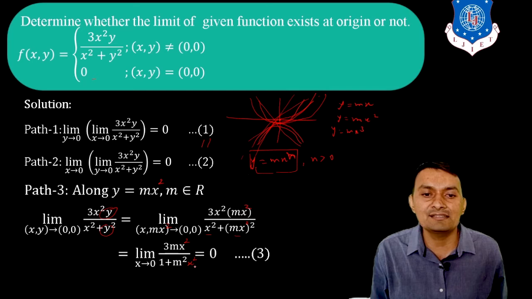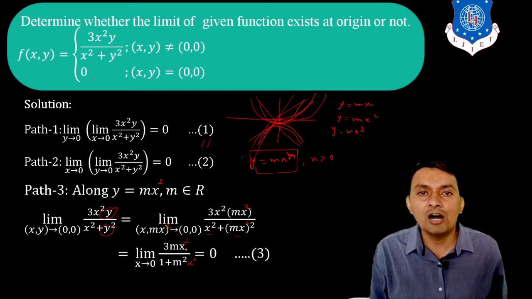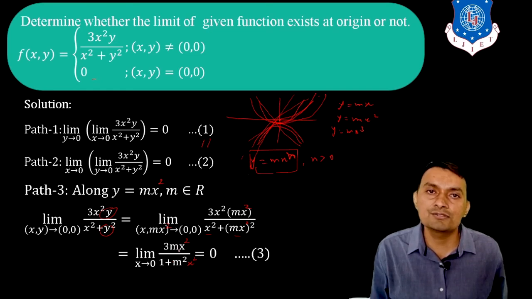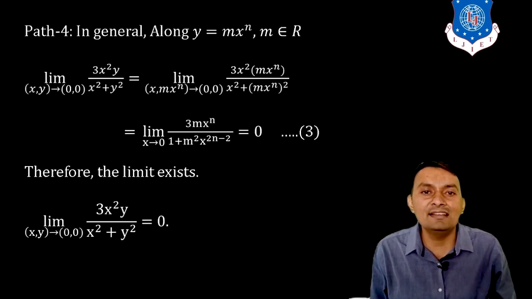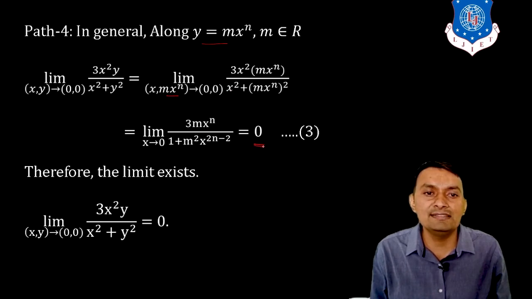When I take the limit x tends to 0, the numerator always contains x, so our answer must be 0. 0 divided by any constant quantity leads to 0. That means if I consider this path, it is also 0. If I assume that y is equal to mx raised to cube, we still get the answer 0. But we will write it in generalized form. In general, along y is equal to mx raised to n, we replace y by mx raised to n. When we simplify, we get the answer 0.